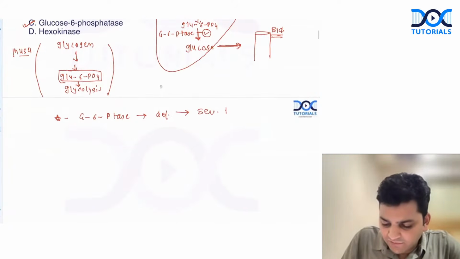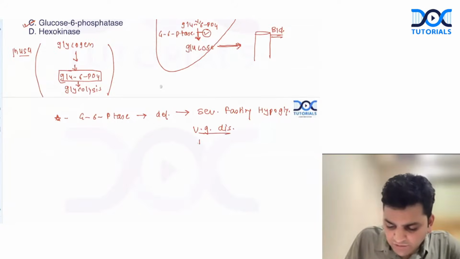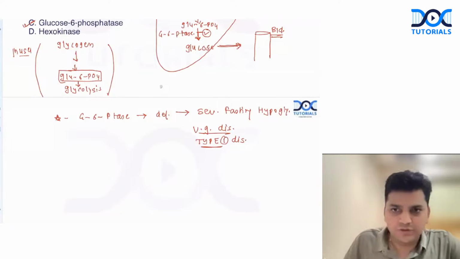There's going to be severe fasting hypoglycemia, and this disease is referred to as what? This disease is referred to as the von Gierke disease. That is the type 1 glycogen storage disease. Type 1 glycogen storage disease.